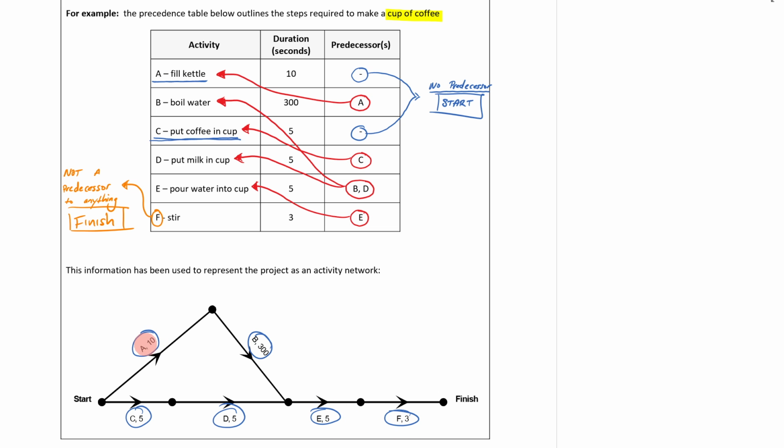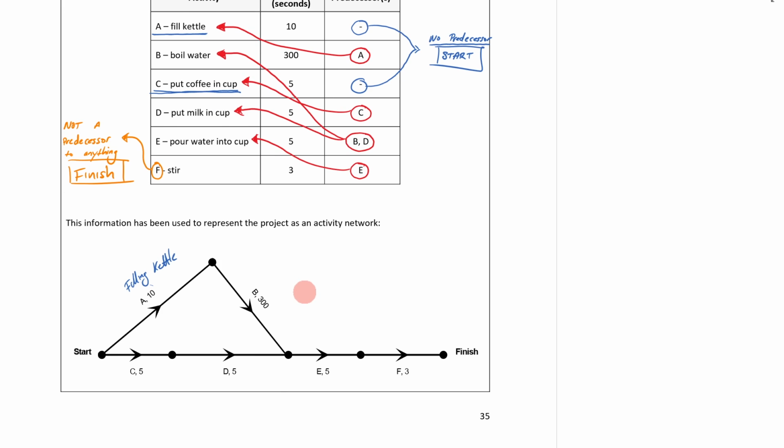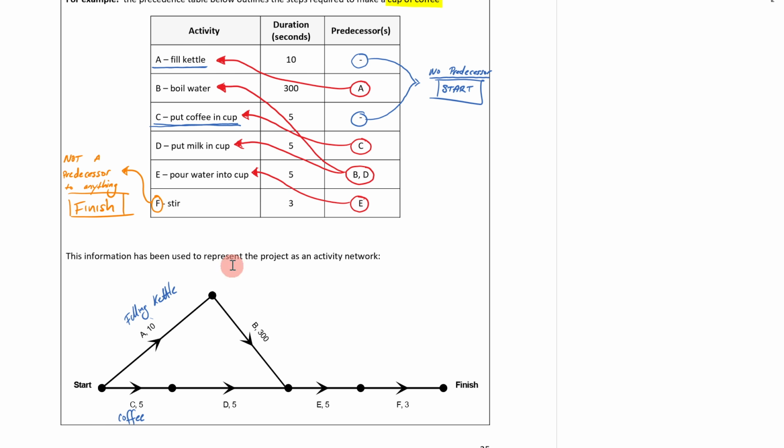We're labeling the edge. So now, as you can see here, A was when we were filling the kettle. So if you might like to write, this was when we were filling the kettle. And that was our starting step. And C down here was we were putting coffee in the cup. So we're putting coffee in the cup. I'll just write coffee here. And there were two starting activities. There are no predecessors to those activities. And then we kind of just begin reading it off.